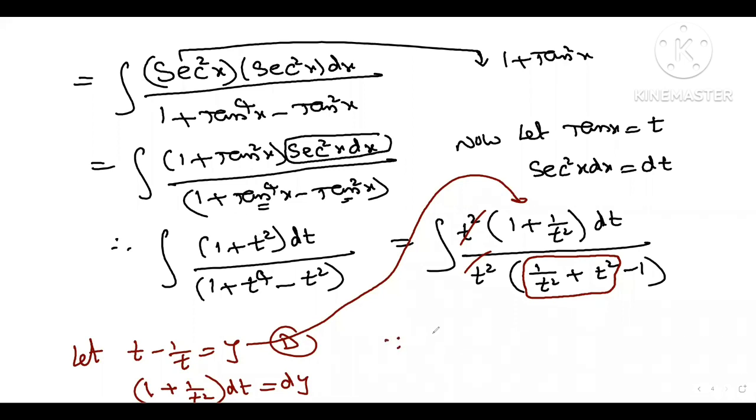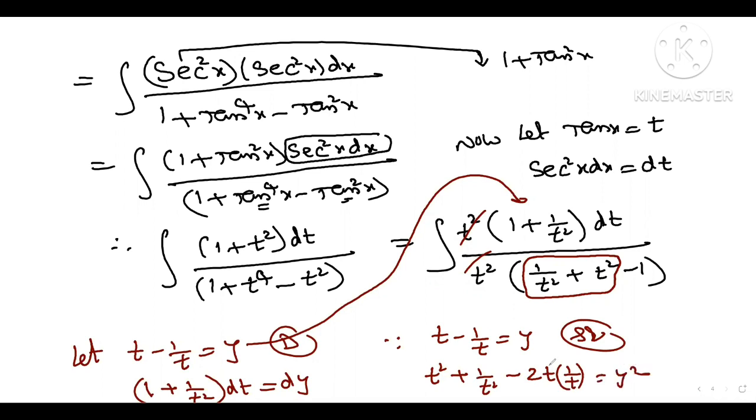Here we have assumed t minus 1 by t is equal to y. Now squaring on both sides, what do we get here? t square, according to (a minus b) whole square, a square plus b square minus 2ab, minus 2 into t into 1 by t is equal to y square. So t square plus 1 by t square minus 2, sending it to the other side, we get t square plus 1 by t square is equal to y square plus 2.